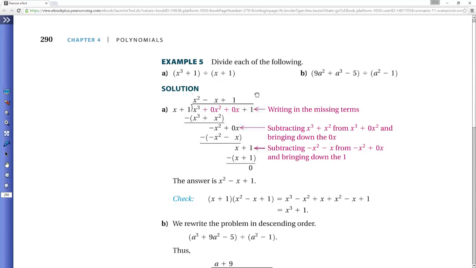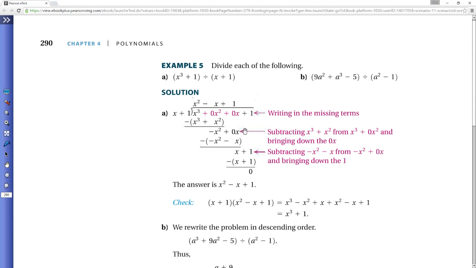Now they give us some other examples here, and with a reason. They're not saying, oh, look at some more of these, but they're usually coming up with some new types of things that you're going to run into. Like in this case, x cubed plus 1 divided by x plus 1, I run into some things when I put the dividend in. I don't have terms to match up when I'm doing the subtraction. So I can always fill in the terms.